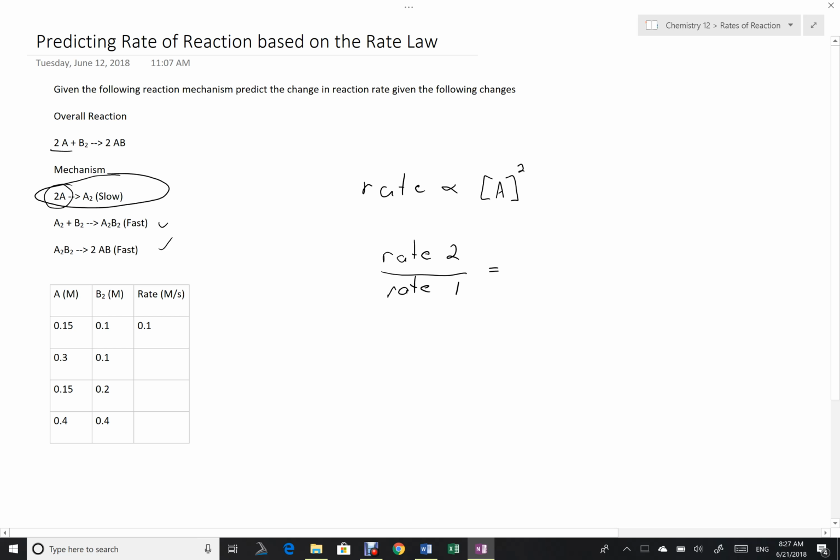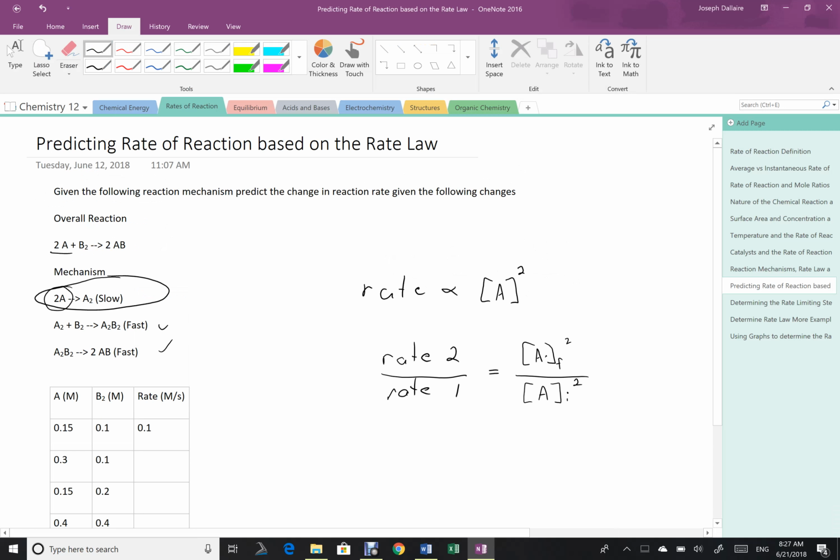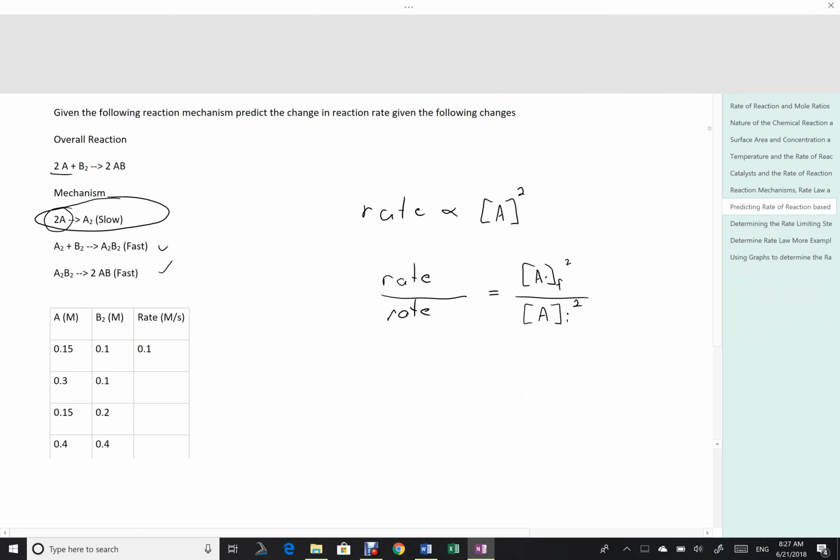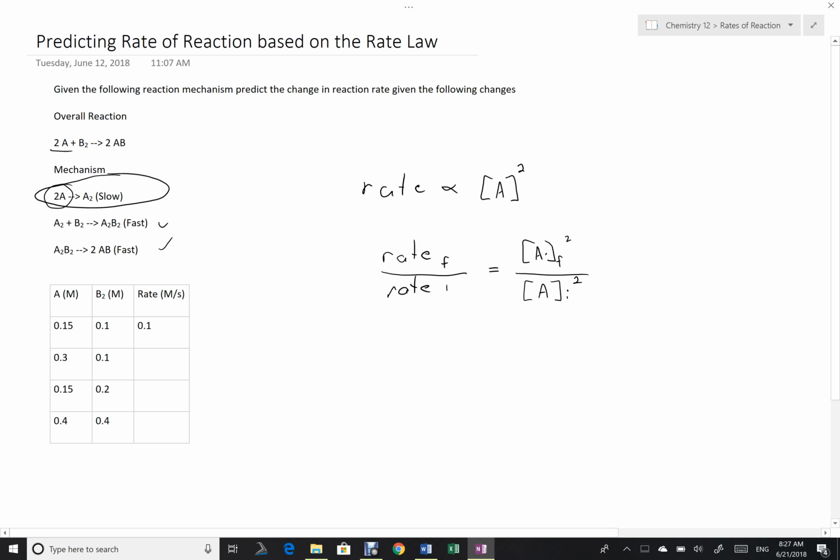And here I can see that rate is proportional to the concentration of A squared. So I'm going to put the concentration of A final up here, squared, divided by the concentration of A initial squared down here. So let's change that. Instead of 2 and 1, let's use initial and final. It occurred to me when I was going to do that if I had used 2 there, it was going to look like A2 instead of just A, and that was going to be a little confusing. So I'll use final and initial.